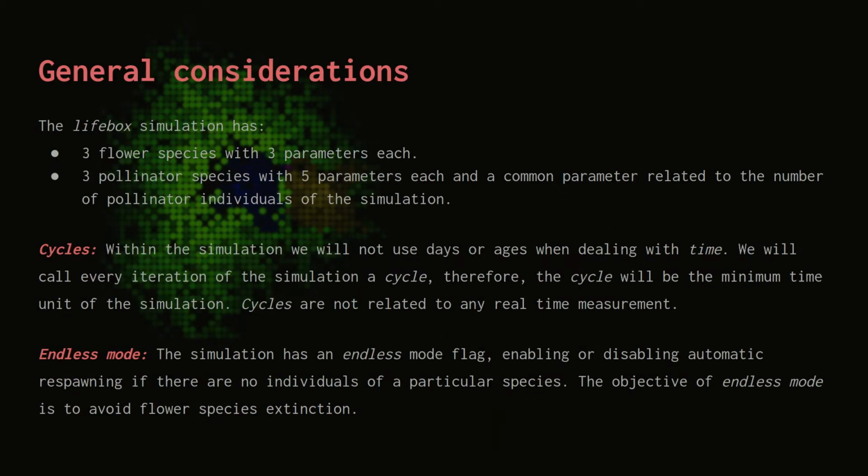We have 3 flower species, okay, and we have also 3 pollinator species. We have some kind of concept of time we call cycles, okay. The simulation doesn't run in days or hours or years. It runs in an abstract concept that is cycles, okay. Each iteration of the simulation is one cycle, and you can see the evolution of the species, of the individuals of the species through these cycles, okay.